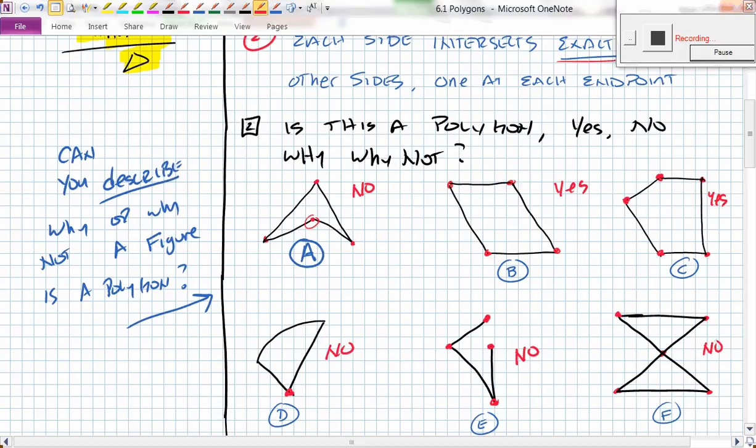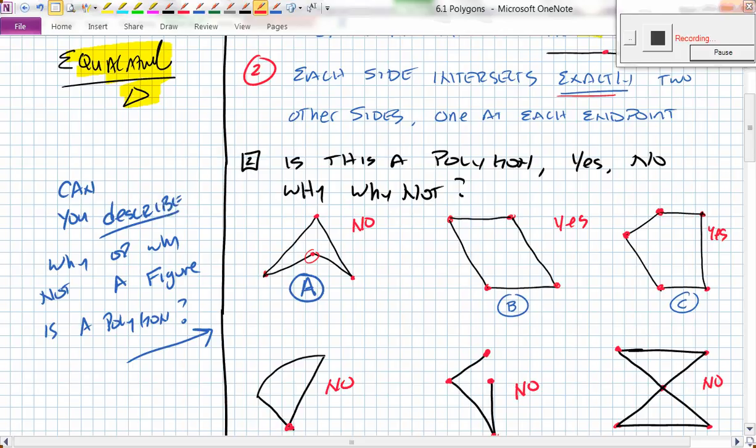Let's go back to A. Ivan, why did you say no? It doesn't look like it? Why does it not look like it? Hold up. It's got 3 or more sides, true. Maybe it is? You don't know, so you just put no. Okay, well, let's see here.